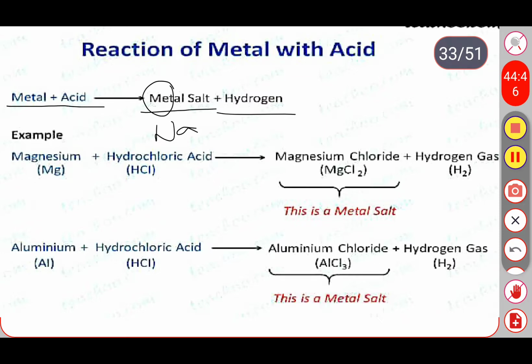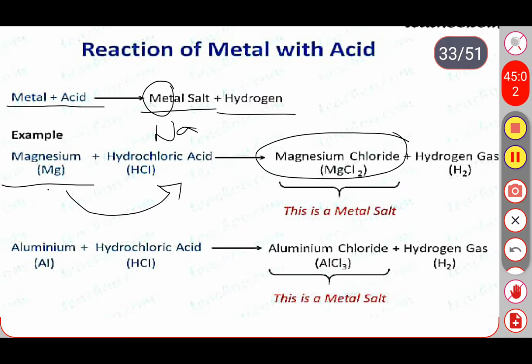When it combines with hydrochloric acid, what does it form? Magnesium chloride. So this is one type of metal salt. We are using magnesium as a metal. From the combination of the magnesium metal with the hydrochloric acid, we get magnesium chloride.